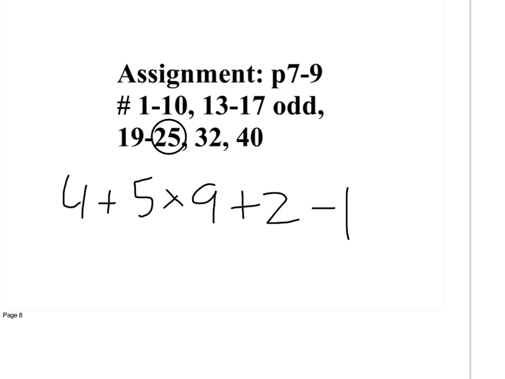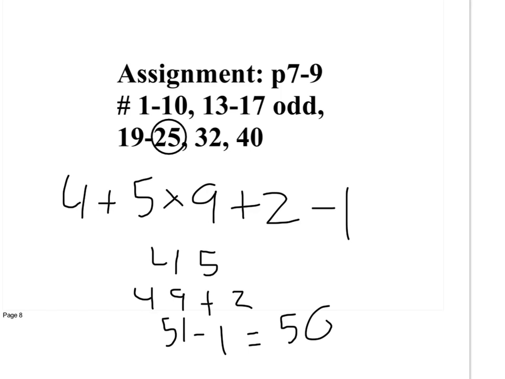What I would do is I would go ahead and solve it. I'd work everything out. 5 times 9 is 45. 4 plus 45 is 49. 49 plus 2 is 51. 51 minus 1 is 50. Then beside it, here's what I would do. My first step is to take 5 times 9, and I write that out in words, in complete sentences.